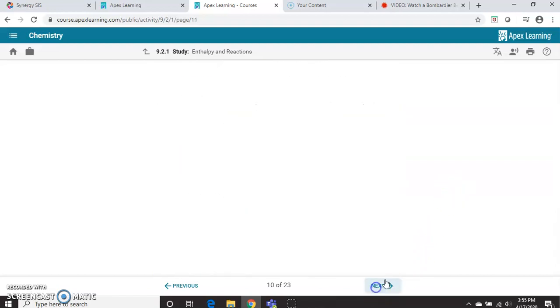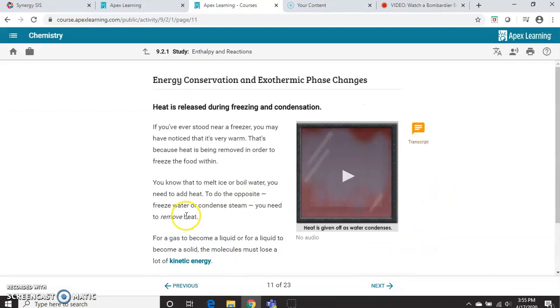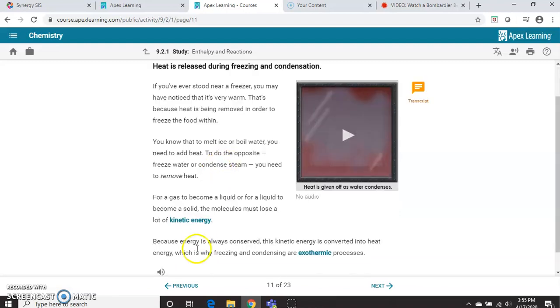Now I'm going to leave you here a little bit, but this goes into if you've ever gone next to a freezer, a lot of it's very warm outside of the freezer, and that's because heat is being removed to freeze the food within. To freeze something, you have to remove that heat. It's got to go somewhere. It can't just magically disappear. And so there's this whole idea that it's kinetic energy, this moving of energy from place to place, and we can show that in a graph.